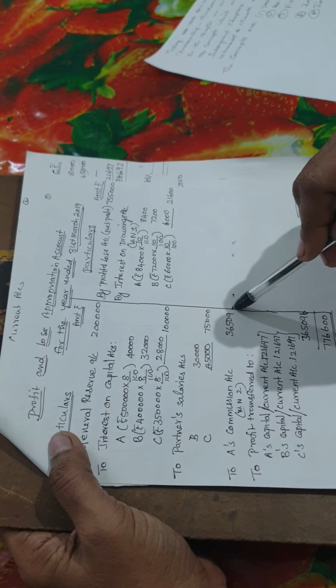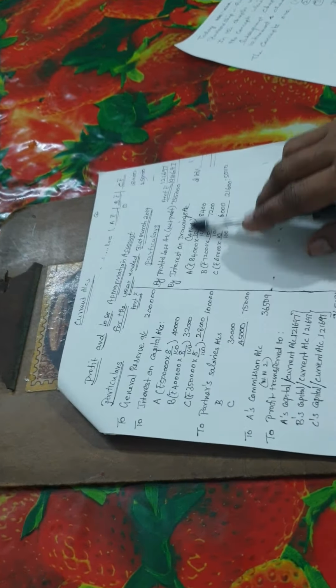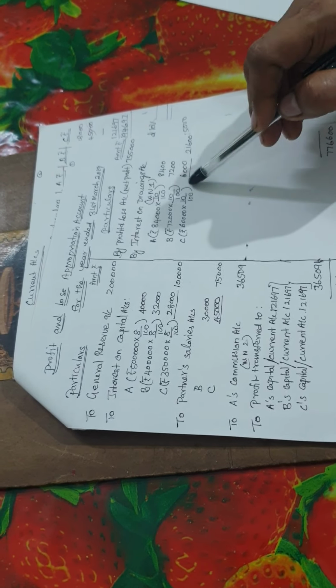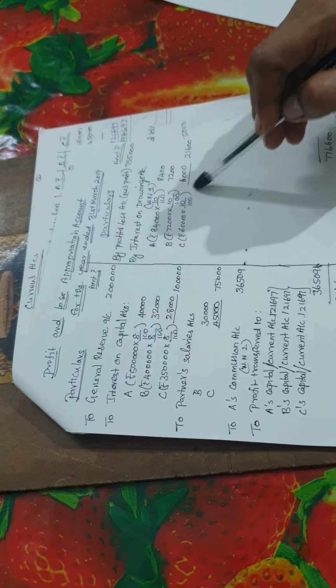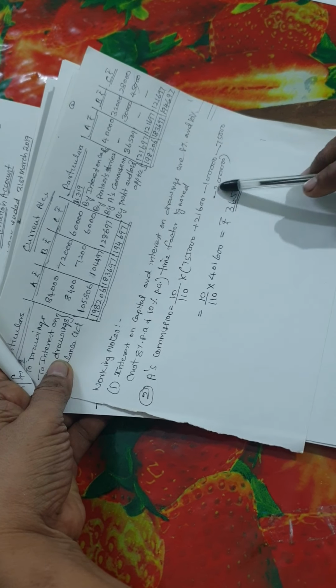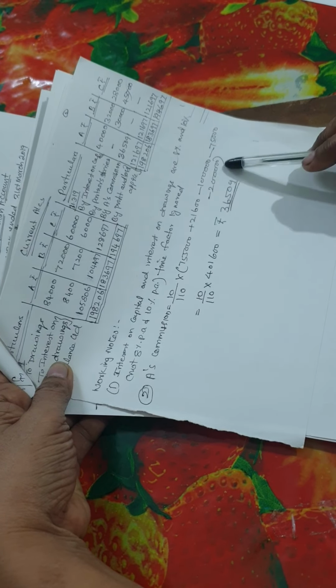A's commission is calculated in the working notes. How it is done I will tell you. Before that, interest on drawings is 84,000 at 10%. Here also the time factor is ignored because per annum is not given. So what I did: add 7,55,000 and 21,600, and find the difference. That is 7,55,000 plus 21,600 minus 1 lakh minus 75,000 minus 2 lakhs. If you calculate this, you get 4,01,600.